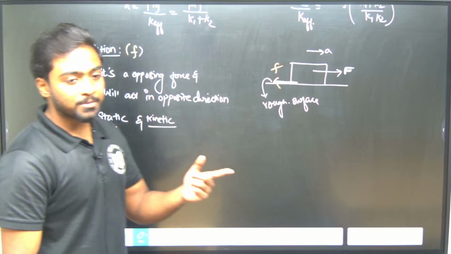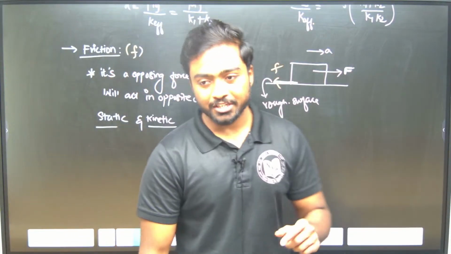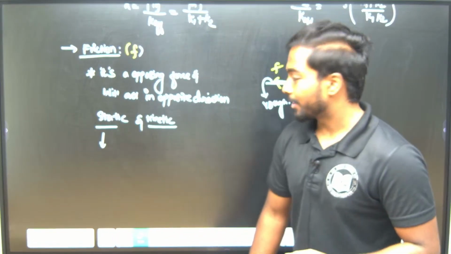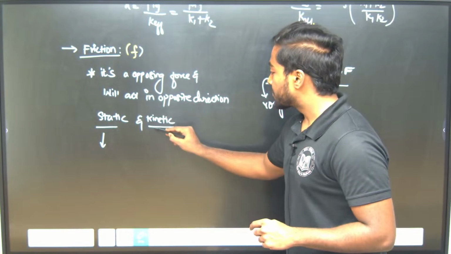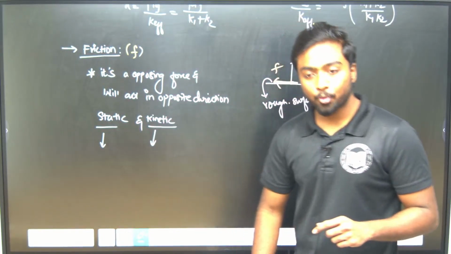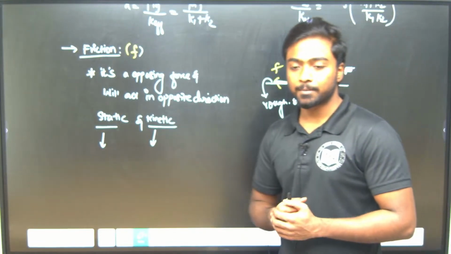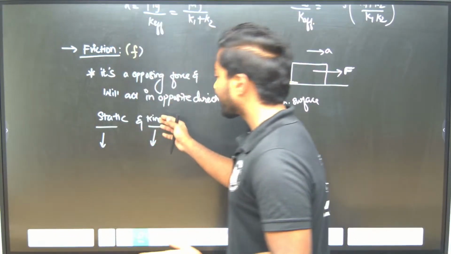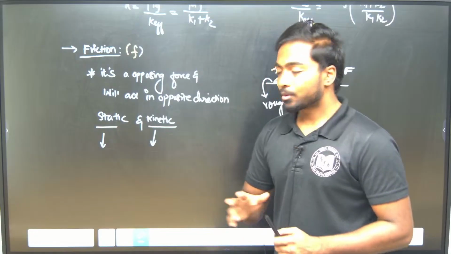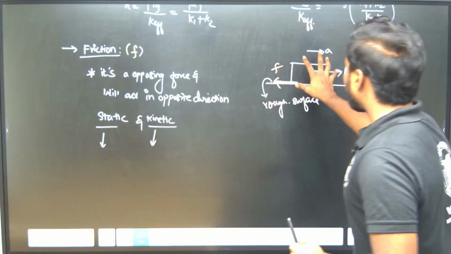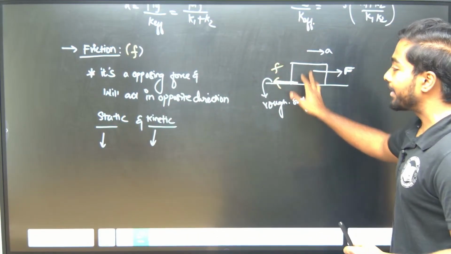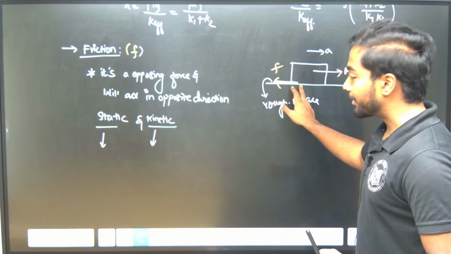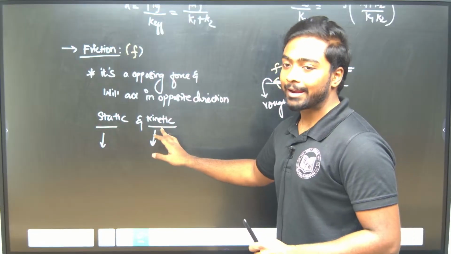When the object and the surface are relatively at rest, it is called static friction. When the object and surface are relatively in motion, it is called kinetic friction. Static in the sense it is at rest, kinetic in the sense it is in motion. So, when the object and the surface are relatively at rest, it is static. When they are relatively in motion, it is kinetic.